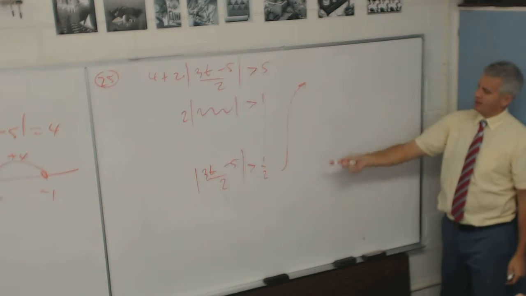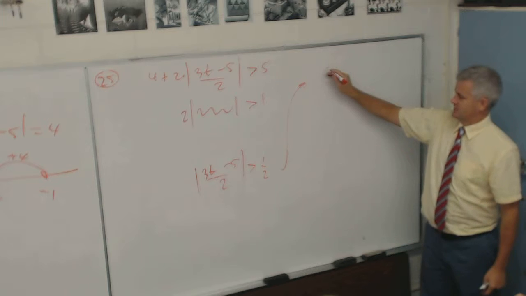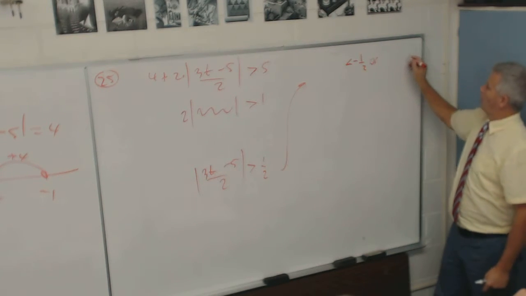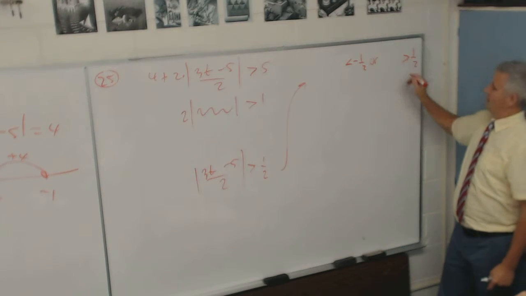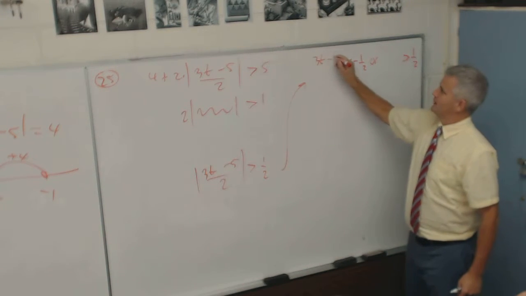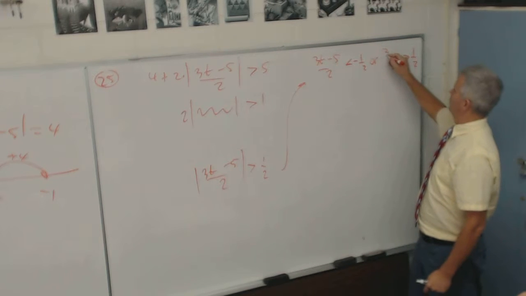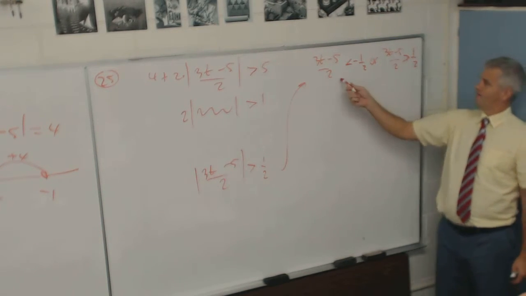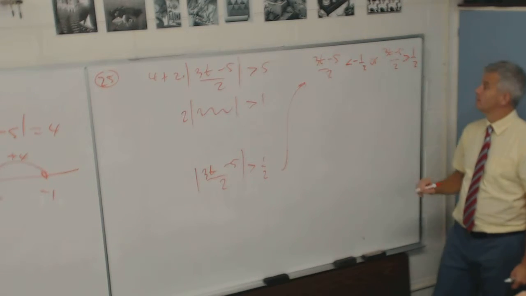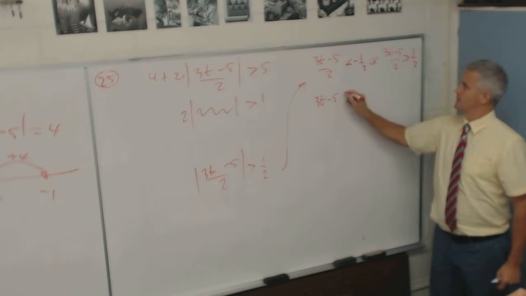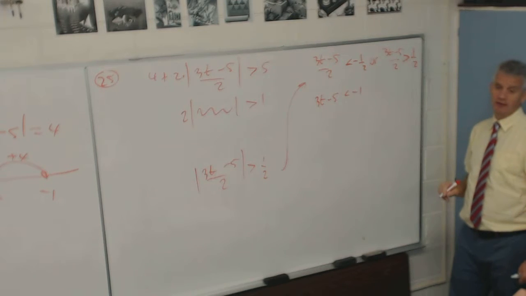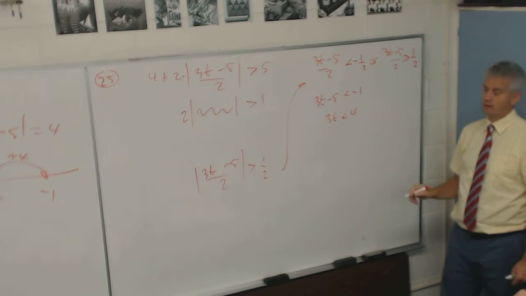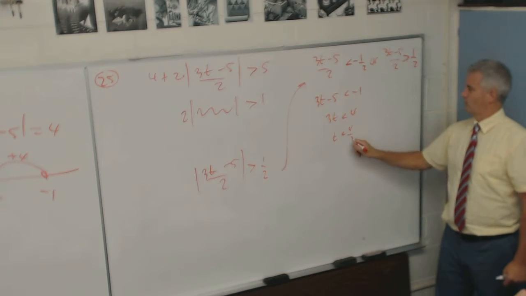Okay, and so now we say what she just did, that it's got to be less than -1/2 or greater than 1/2. It being 3t minus 5 over 2. Multiply by 2 on each side. Okay, so we get 3t minus 5 is less than -1. And then add 5. So we get 3t is less than 4. And divide by 3. So t is less than 4/3.